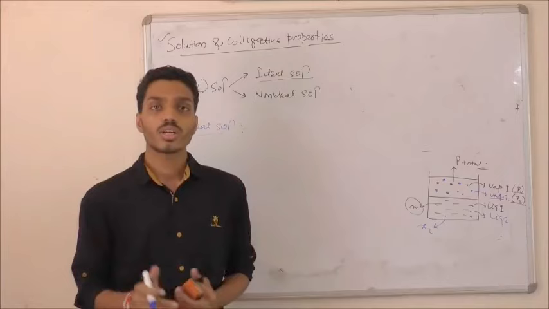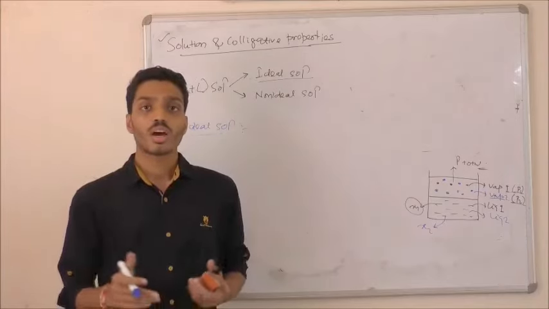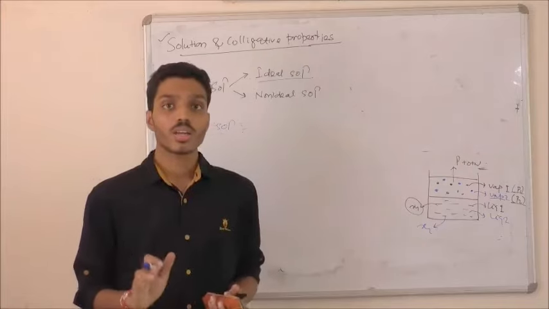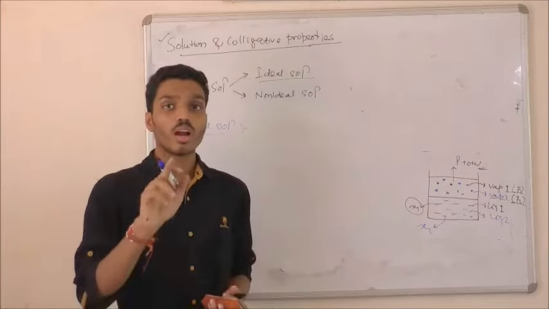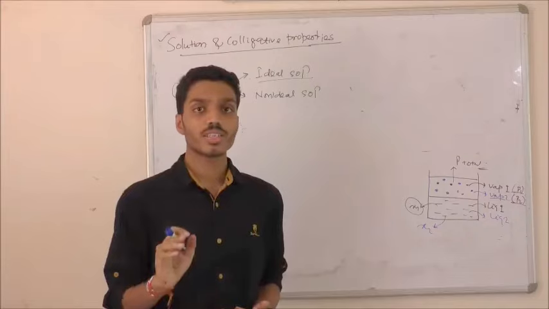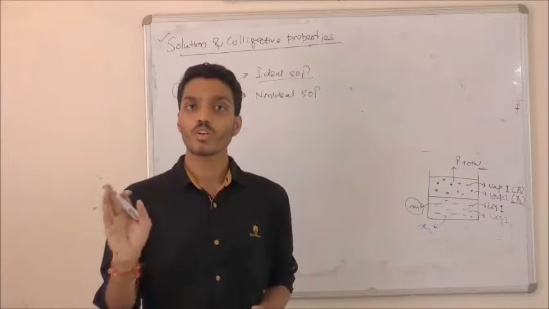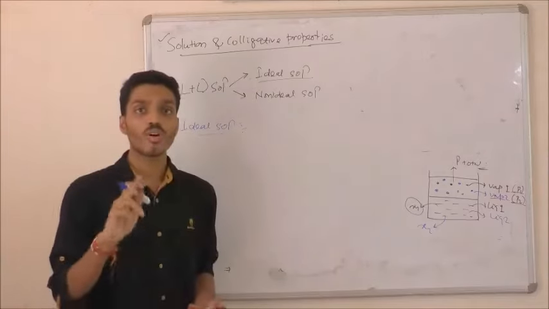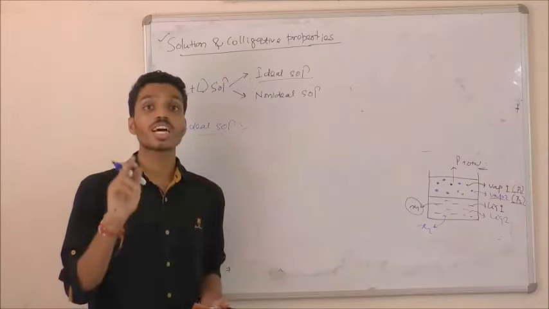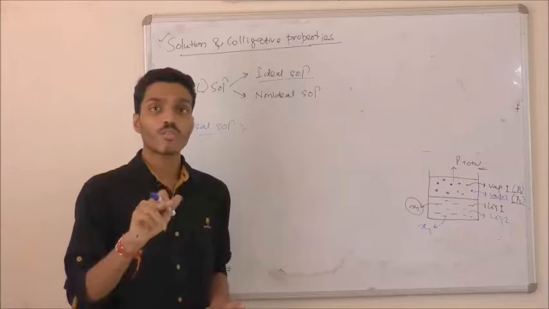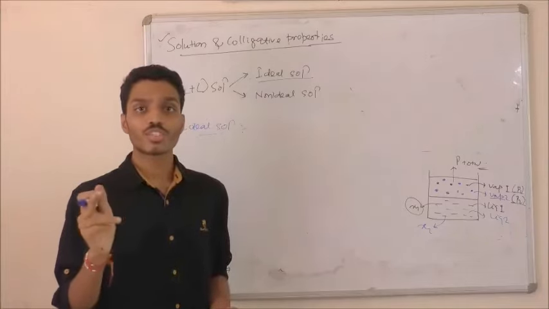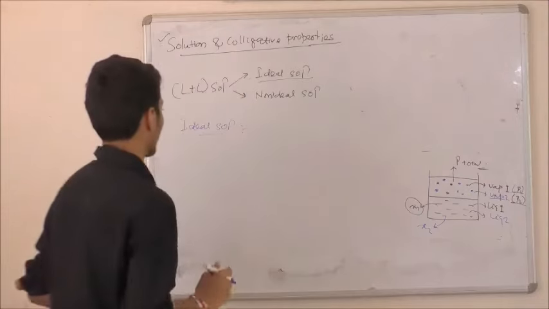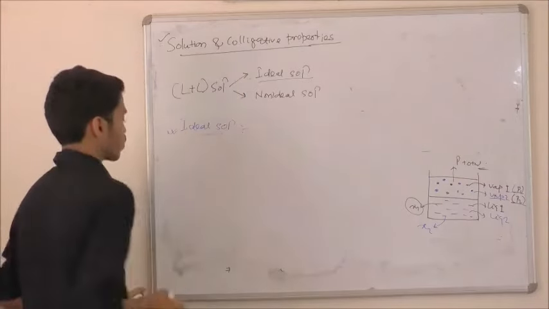An ideal solution is a solution that obeys Raoult's law over the entire range of concentration. Now say what Raoult's law is. It says that vapor pressure is directly proportional to mole fraction, and I am saying that an ideal solution obeys Raoult's law over the entire range of concentration. That means there should not be any deviation in the vapor pressure when we change the mole fraction. That means we should get a linear plot, and that is known as an ideal solution.